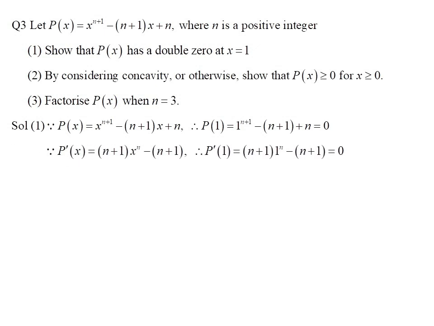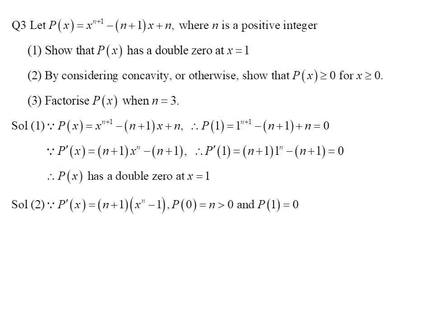In addition, we differentiate the polynomial p(x), which results in (n+1) times x to the power of n minus (n+1). After substituting 1 into the variable of function p'(x), we find p'(1) equals 0. Hence we have proved the polynomial p(x) has a double zero at x equals 1.